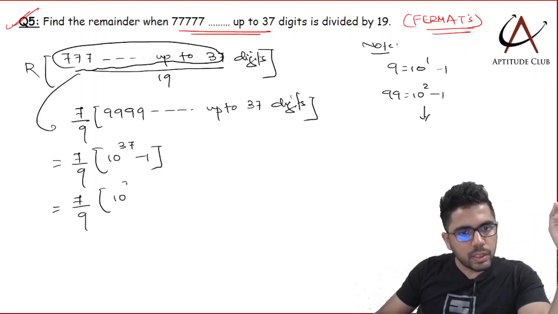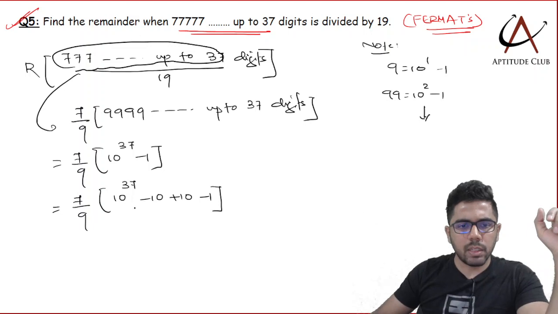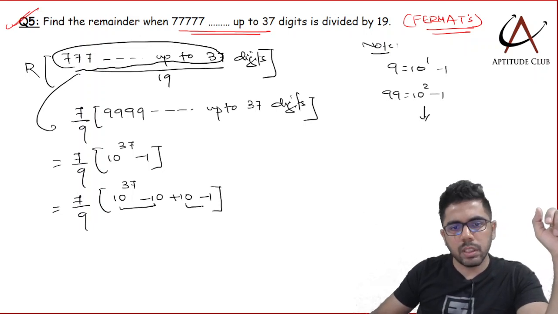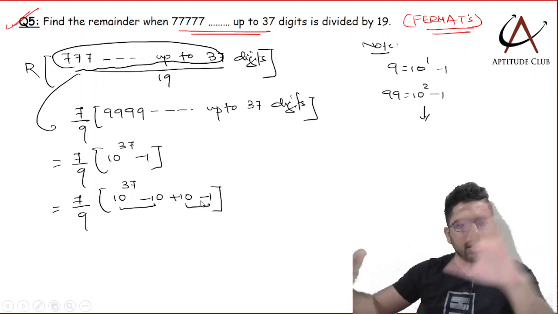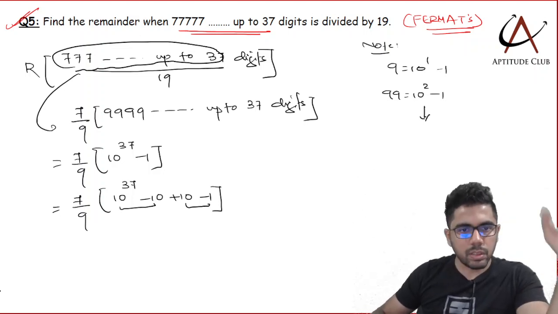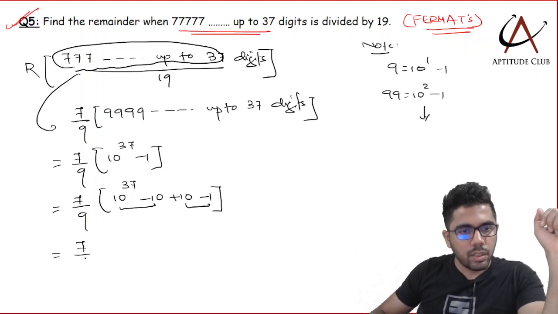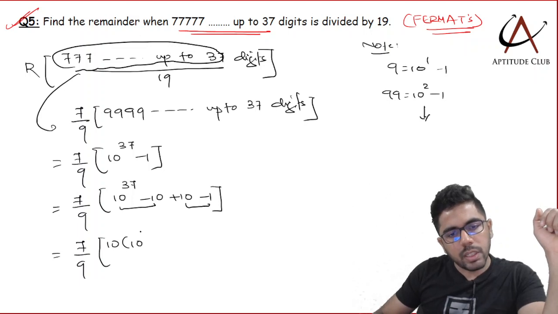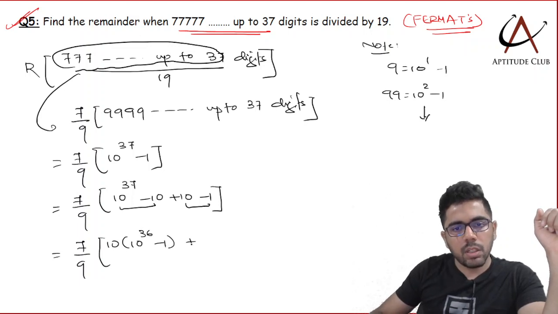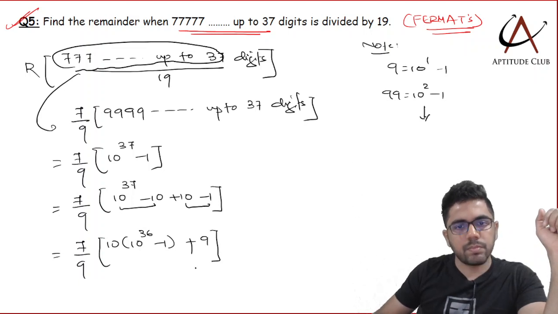Now what you do is, in this 10 to the power 37, do a minus 10 plus 10. The derivation is just for your understanding. I am not pressurizing you to remember the derivation. Not needed. I have already told you the generalization, so just look at the question and answer. But this is for your own understanding of how these processes are formed. So 7 by 9: from the first two terms you take 10 common and you get 10 to the power 36 minus 1, and in the second last two terms, 10 minus 1 is 9.